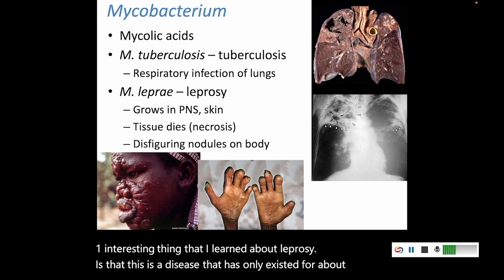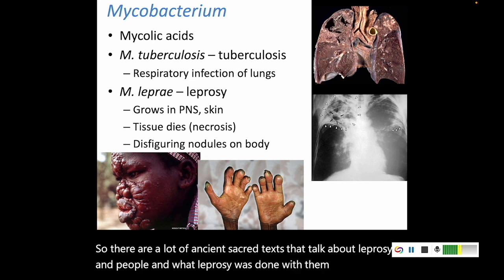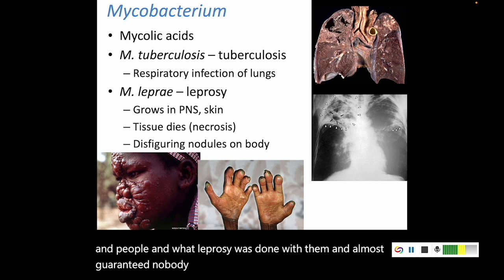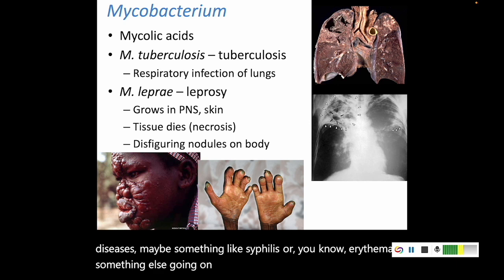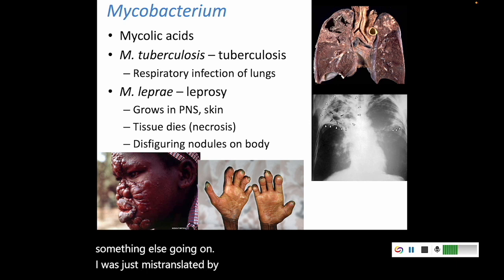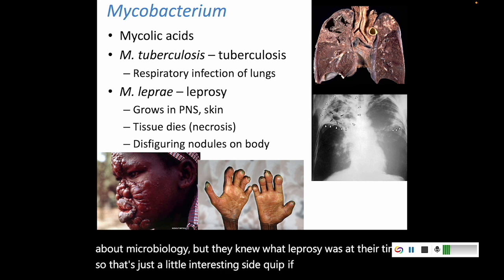One interesting thing that I learned about leprosy is that this is a disease that has only existed for about 500 years. So there are a lot of ancient sacred texts that talk about leprosy and what was done with people who had it. And almost guaranteed, nobody then had leprosy. They probably had other diseases, maybe something like syphilis or erythema or something else going on. That was just mistranslated by scribes who didn't know anything about microbiology, but they knew what leprosy was at their time. So that's just a little interesting side quip if anyone's interested in that.